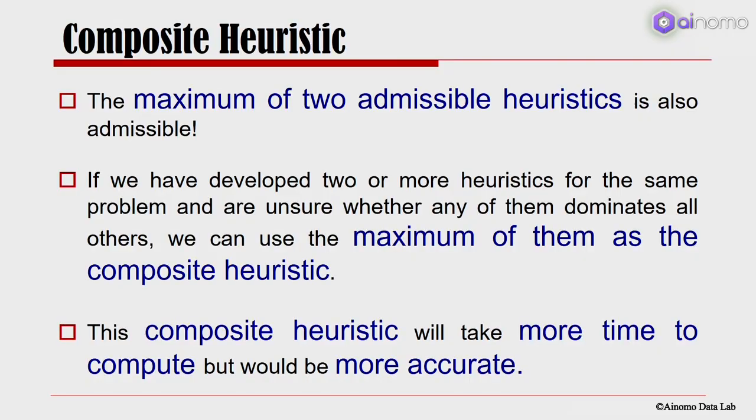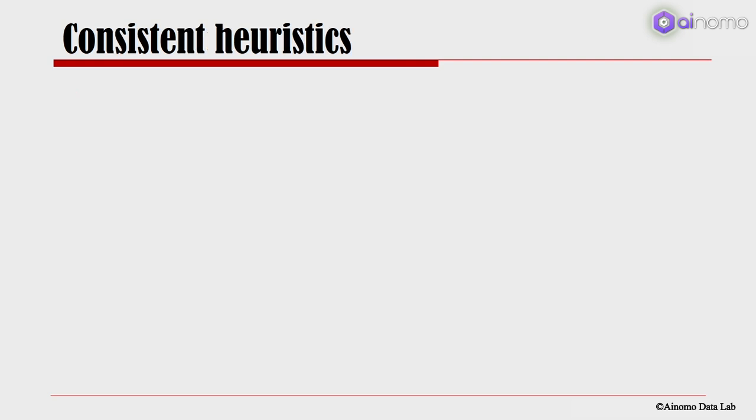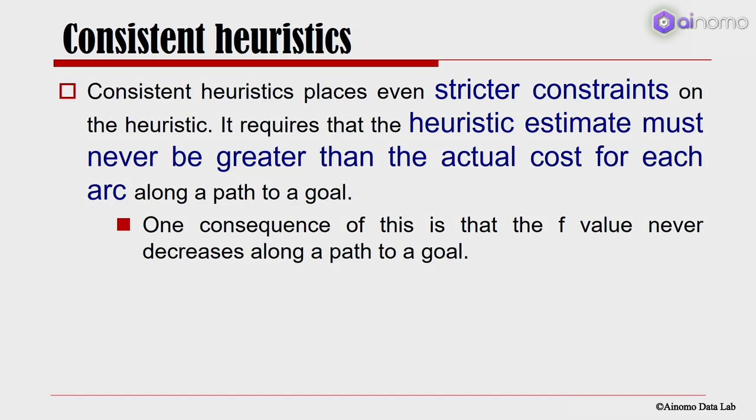This composite heuristic will take more time to compute but would be more accurate. This is what makes composite heuristics interesting. Let us now look more closely at another heuristic that is referred to as a consistent heuristic. Consistent heuristics are those which place even stricter constraints on the heuristic. It requires that the heuristic estimate must be no greater than the actual cost for each arc along a path.